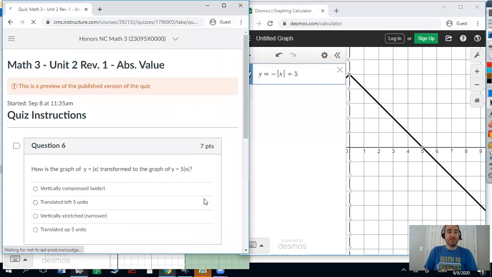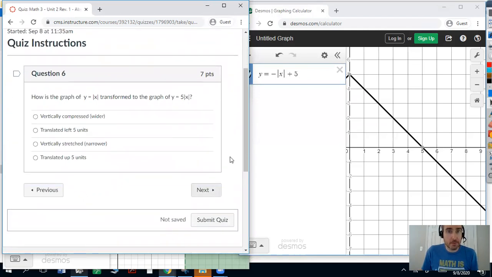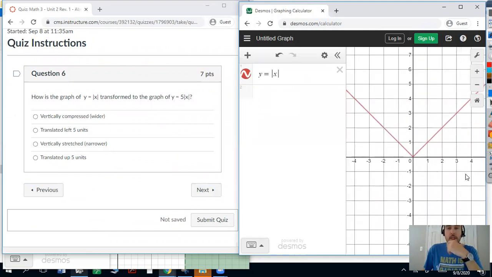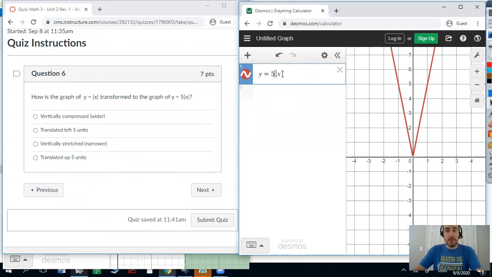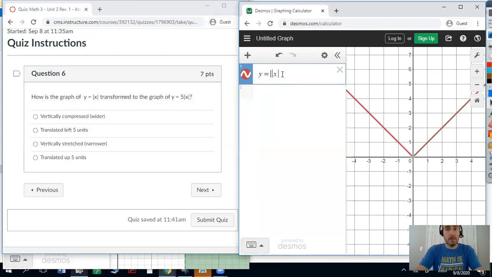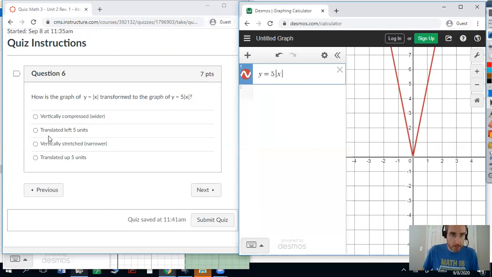Next, how does the graph of y equals x transform to the graph of y equals 5 absolute value of x? Anytime you multiply by a number on the outside, if it's bigger than 1 or less than -1, if you take the negative off, if there is one, it's going to stretch it. It's going to make it narrower. So 5 is going to make it narrow. Likewise, -5 would make it narrow. It would just reflect it. So that 5 is going to stretch it vertically, not compress. Compress would be like 1/5. That's going to make it wider. But 5, narrow, vertically stretched.